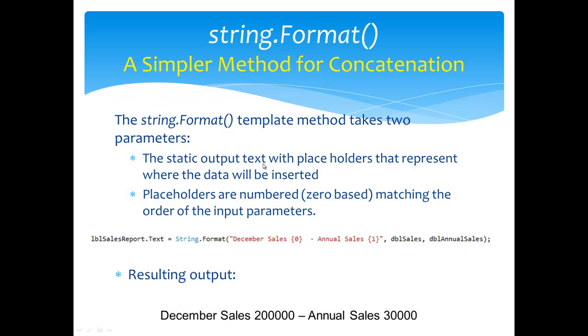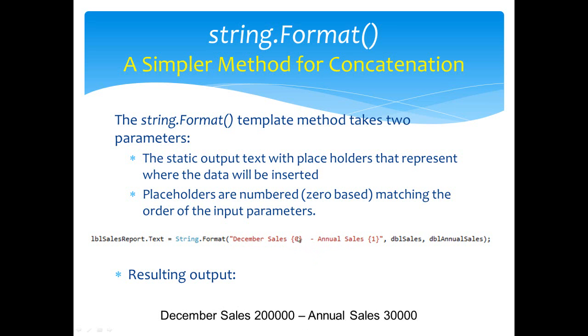Now, there's another one that I want you to understand, and that is String.Format. This is a little bit different from variables. What this does is allow me to go back in and format values. I've got the string object, but it has a format method, and the format method takes arguments. The first argument is a string of information that you want. Notice these little guys in here, bracket 0, bracket 1. Those are placeholders. Anything that's not a placeholder will be printed out verbatim. Notice December sales, hyphen annual sales. That's all going to be printed out verbatim.